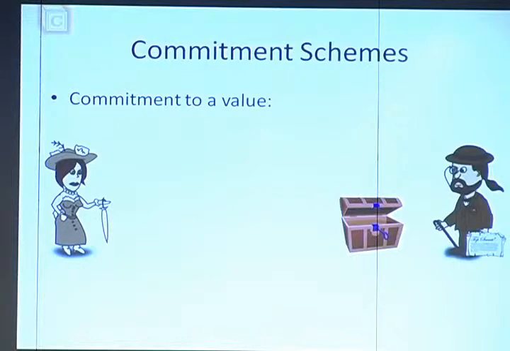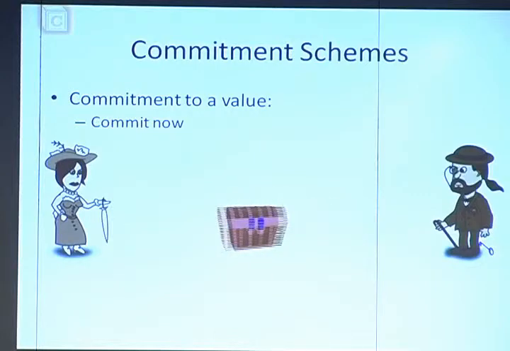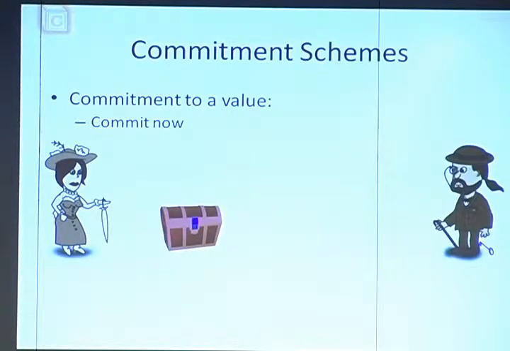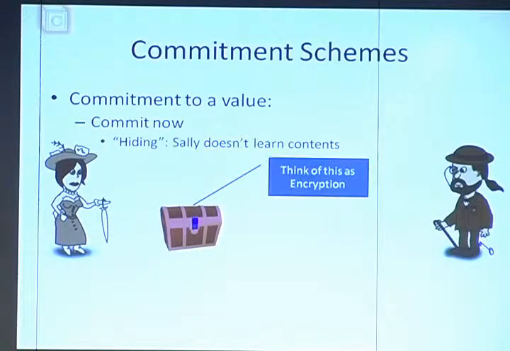So the first is commitment schemes. What is a commitment? So you can think of a commitment to a value, so this is the value here, this document, as putting it in a locked chest and sending the chest to Sally. So the idea is that it's hiding, so Sally can't tell by looking at the chest what's inside it. And you can think of this also as encryption. So if I give you an encrypted value, it's hiding.